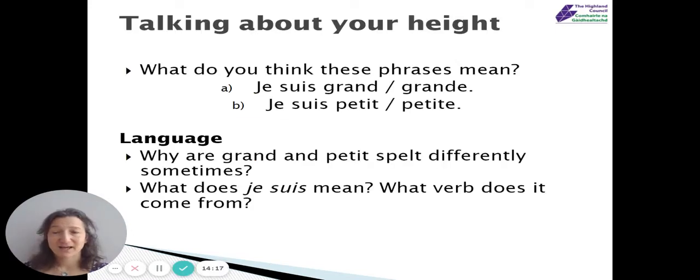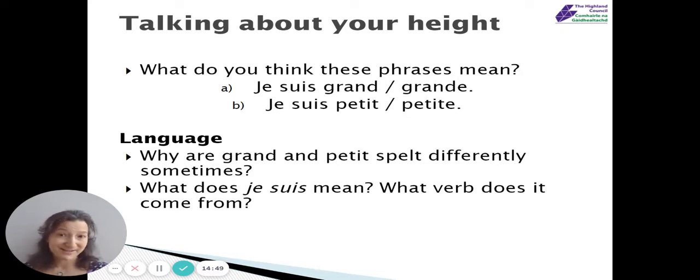Let's have a look at how we talk about our height. So we can use two different expressions, okay? So je suis grand or grande. Je suis petit or petite. Have a wee think. What do you think grand and petit mean? Think about knowledge of English. What words they sound like, prior learning. Where have you seen them before? Might have seen them when you're describing animals, for instance.